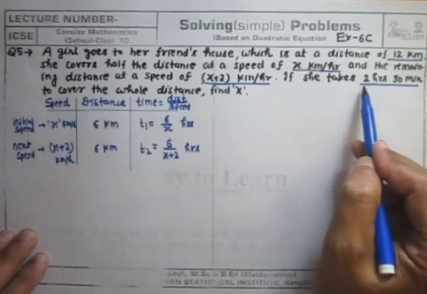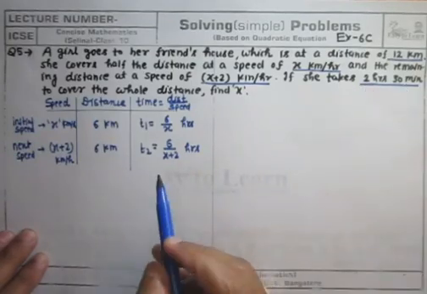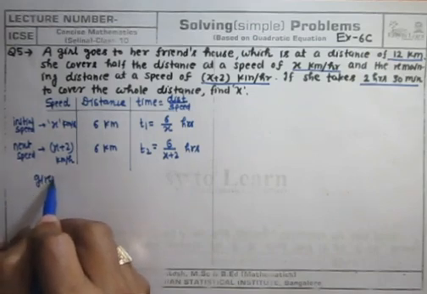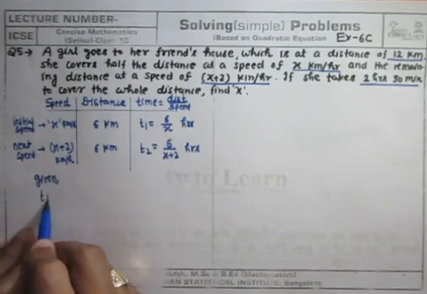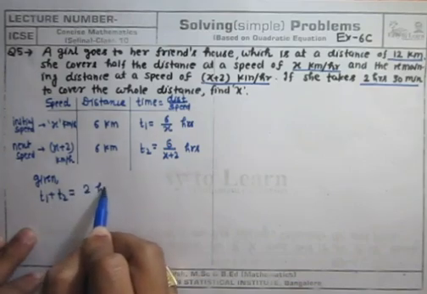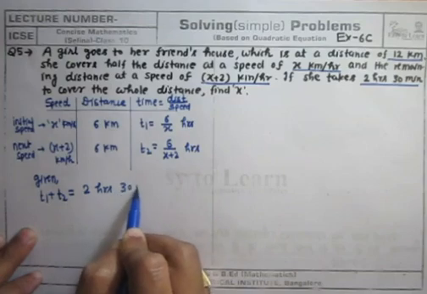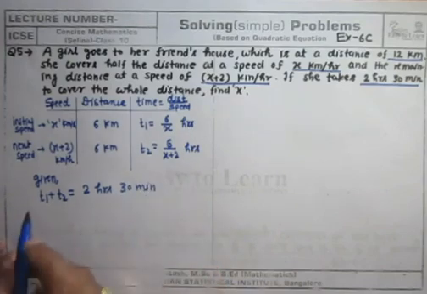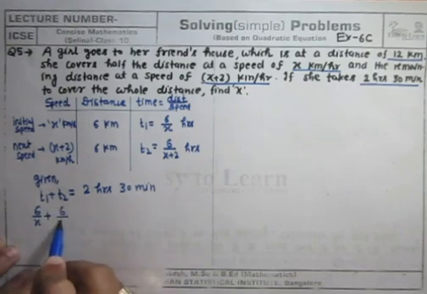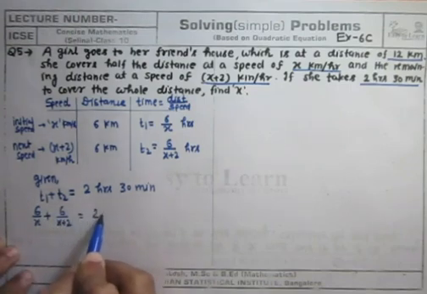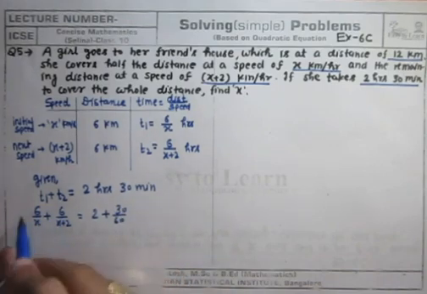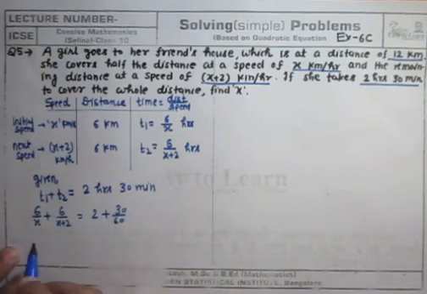Now it is given that the total time taken is 2 hours 30 minutes. Total time is T1 plus T2. So T1 is 6 by x hours plus T2 is 6 by x plus 2 hours is equal to 2 hours plus 30 minutes, which is 30 by 60 hours, because the left side unit is hours, so the right side unit must also be hours.